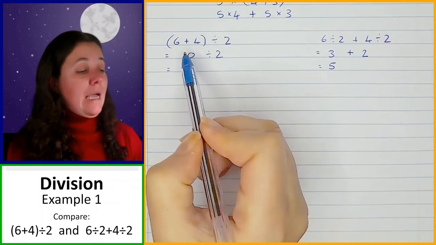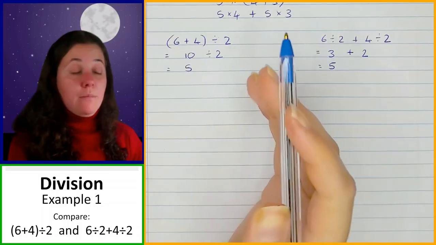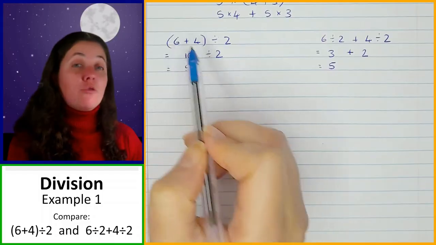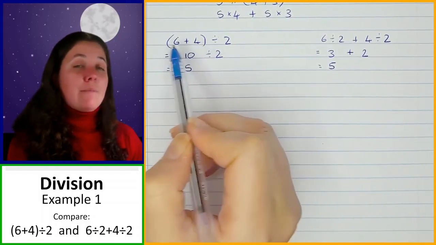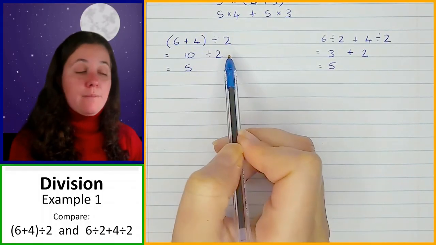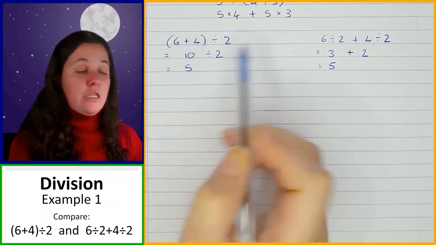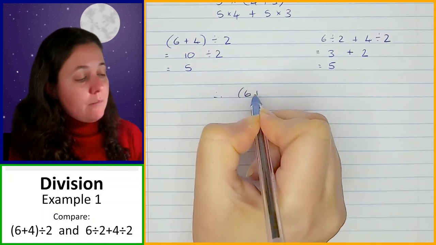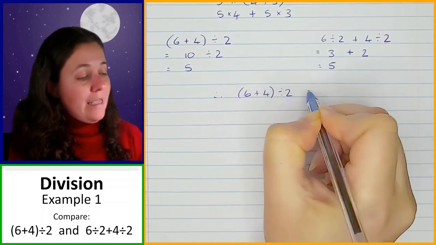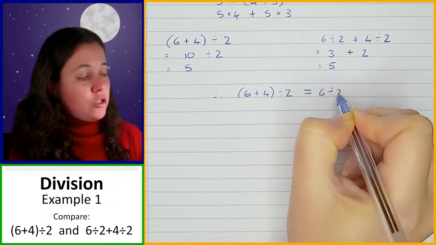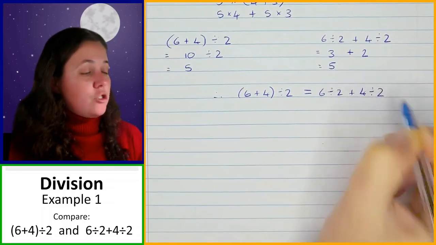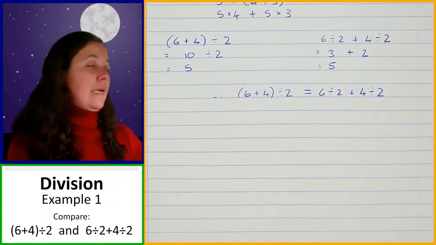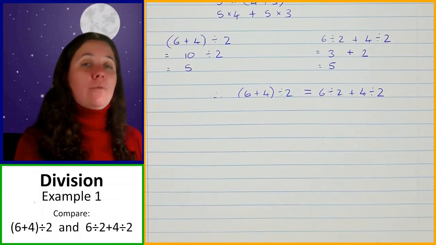Okay, so when I had a sum, two numbers added together, and it also works with the difference, if there are numbers being subtracted inside the brackets, and I'm dividing that by something, then I can distribute the division into the brackets. Okay, so I can say, therefore, 6 plus 4 divided by 2 is the same as 6 divided by 2 plus 4 divided by 2. So I can distribute the division into the brackets in this situation. Okay, now let's have a look at another example.